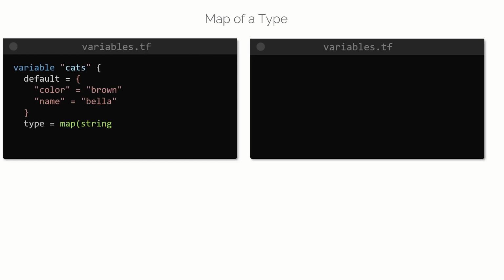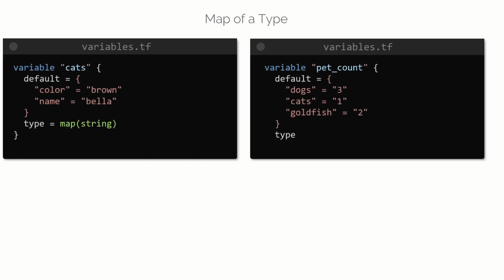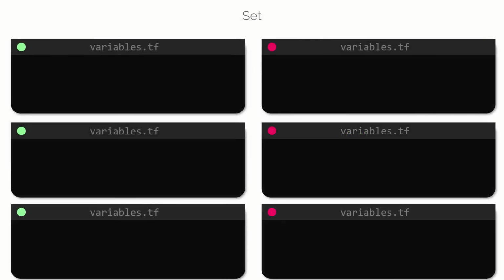We can use type constraints to make sure that the values of a map are of a specific type. In the first variable block, we are using a map of type string, and in the second one, we are making use of a map that uses numbers. Let us now look at sets.